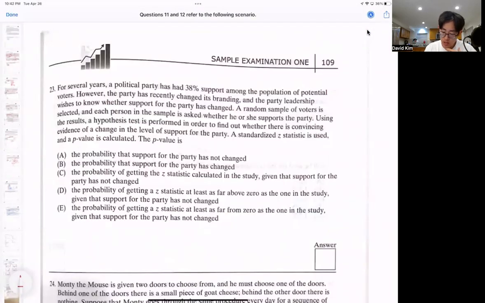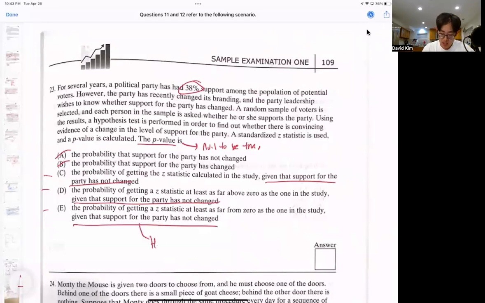23, we have 38% in support. So what does this p-value mean? Guys, the p-value always represents, when you assume the null to be true, the chance of you getting up to the value of the sample that you got. So the first thing I want to say is let's eliminate A and B, because when you take a look at C, D, and E, given the support for the party has not changed, they give you that because they need to assume that the null hypothesis is true.